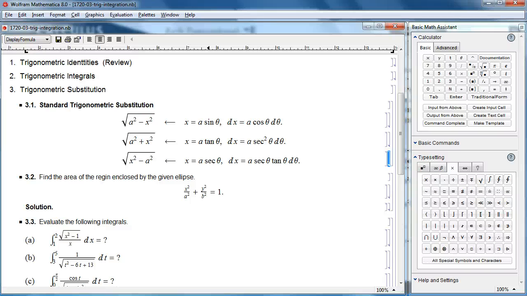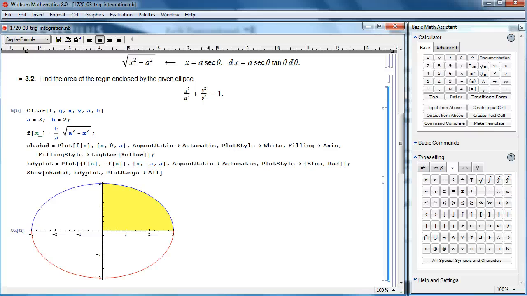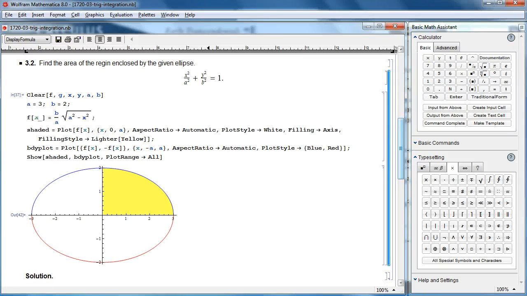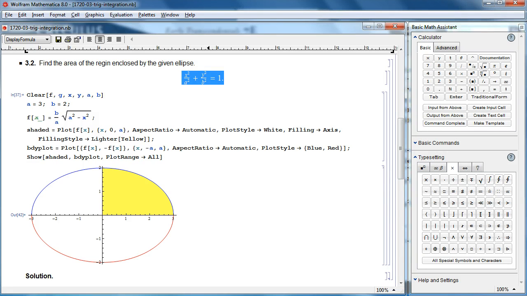Let's move on to an example problem, and let's move directly to 3.2, the most important example, or maybe I can say the only important example, to tell the truth. Okay, x squared over a squared plus y squared over b squared equals 1. This expression defines an ellipse.